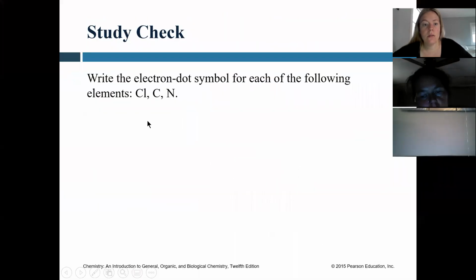Okay, so I want you to write the electron dot for these three elements: chlorine, carbon, and nitrogen.